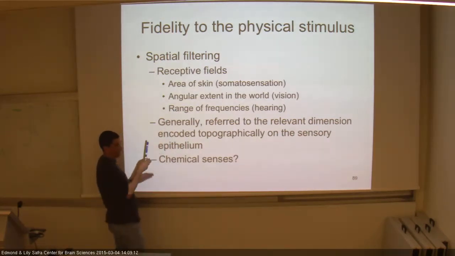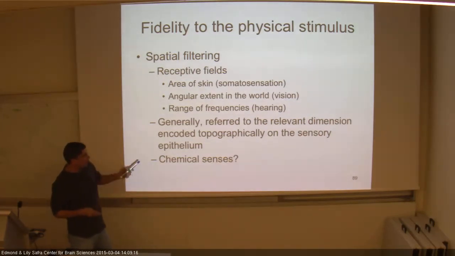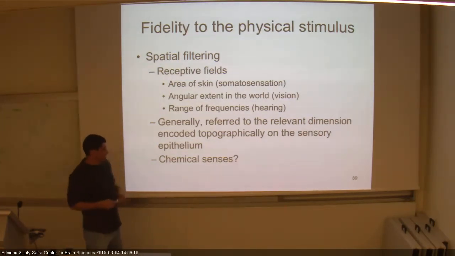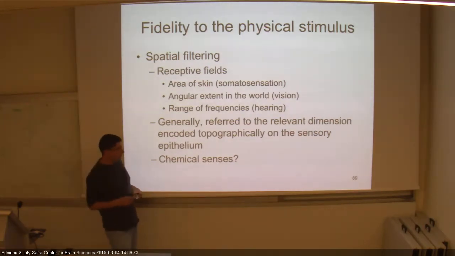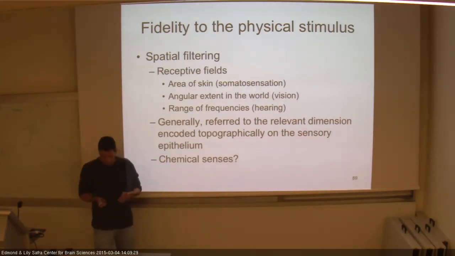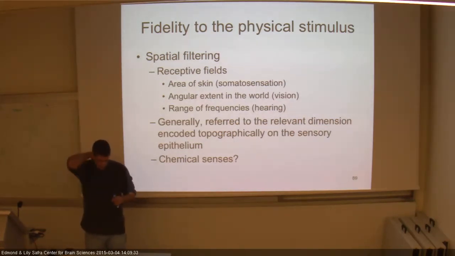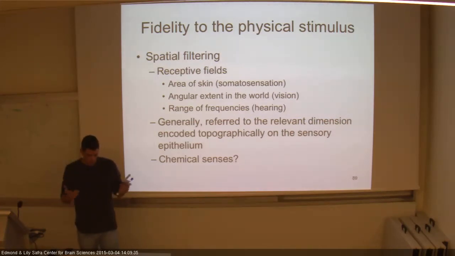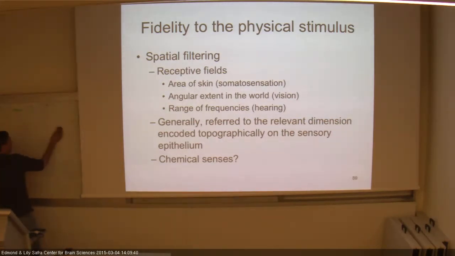In vision, it's the angular extent that the photoreceptor has access to. In hearing, it's the range of frequencies. And generally, it refers to the relevant dimension, which is encoded topographically on the sensory epithelium. In many cases, not all cases, you see a very nicely topographically organized sense organ. In vision, it's very intuitive. The map of the world is mapped on the retina.